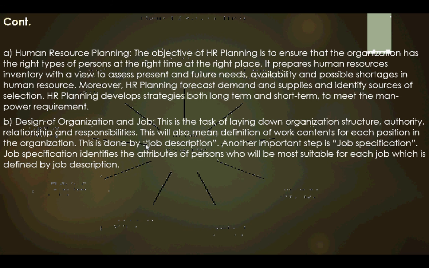So let's discuss one by one. HRP. The objective of human resource planning is to ensure that the organization has the right type of personnel at the right time, at the right place.